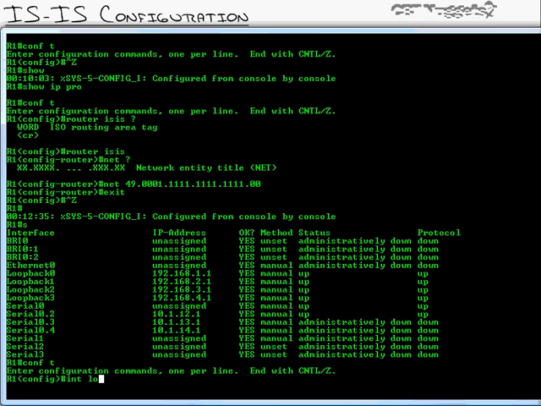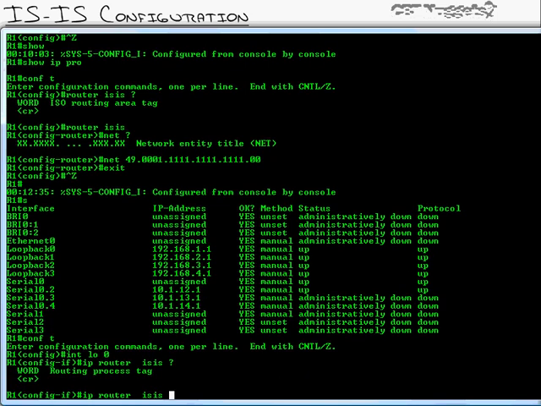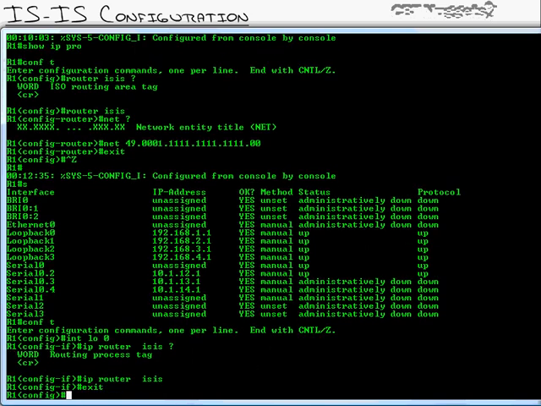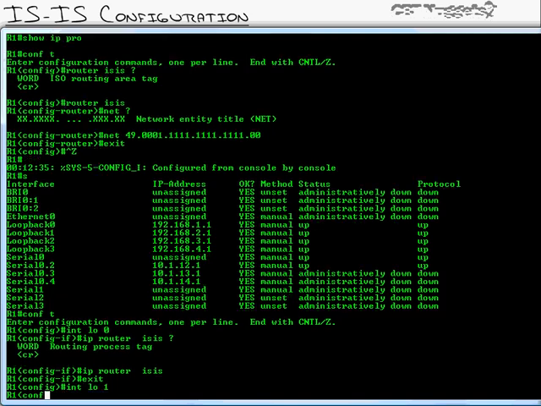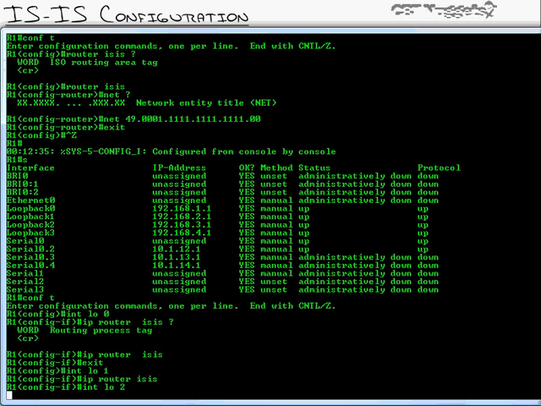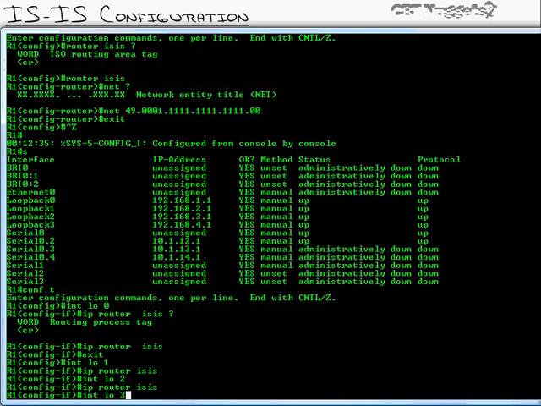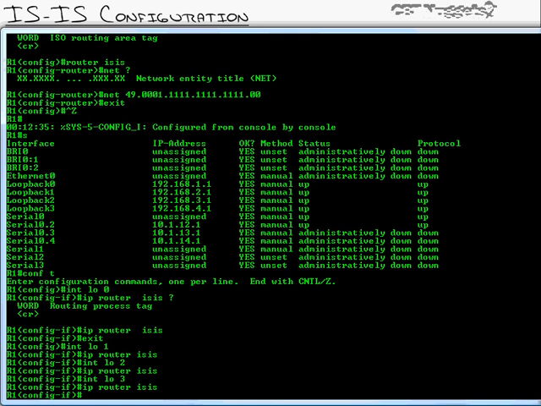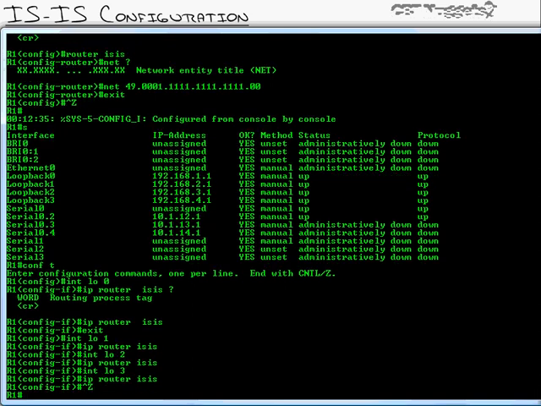So I'll get under loopback 0, and this is how you turn it on under an interface. Just type in ip router isis. I'll hit the question mark, and it shows right there. If I had a tag, I would have to type in that tag here, but thankfully I don't, so I'll just hit enter. Exit out of that. Interface loopback 1, ip router isis, done. Loopback 2, ip router isis, done. Loopback 3, ip router isis, done. You get the point. I turn on ISIS under the individual interfaces.